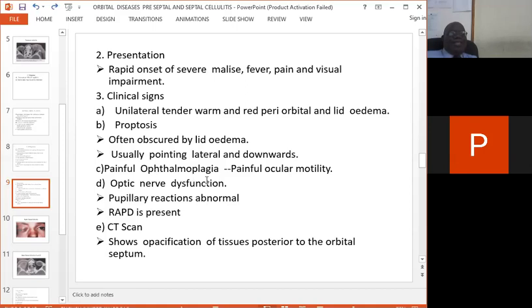Painful ophthalmoplegia means when the patient is trying to move the eyes, it's painful. Yes, it's painful because these muscles are literally in pus. When there's infection behind the eyeball, those extraocular muscles, lateral, medial, whatever, are all affected. They are inflamed, so any eye movement causes pain.